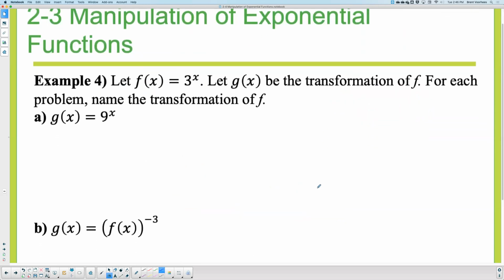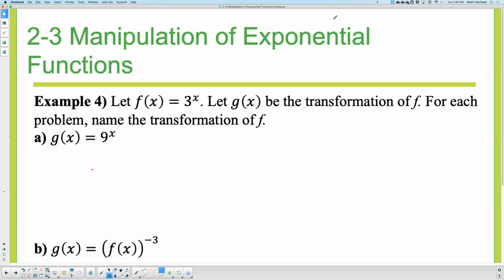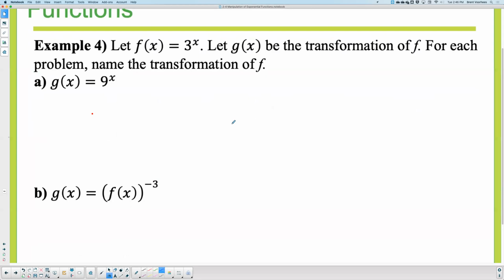All right. This time, what we're going to do is we're going to play around with change of base. So example 4, and I believe we'll wrap up after this. So let's look at example 4 where it says let f of x be 3 to the power of x, let g of x be the transformation of f. For each problem, name the transformation of f. Okay, so right now, this doesn't look like 3 to the power of x at all. So let's try to get it to become a 3 to the power of x with the transformation. So what could we do to 9? 1/9. What is 9 in terms of a base of 3?